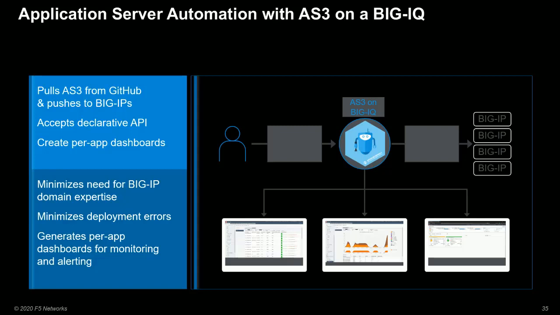AS3 allows faster time to market through customizable F5 authored AS3 app service templates. And these templates again offer the declarative way of provisioning app services, minimizing the need for BIG-IP domain expertise and also minimizing the risk of deployment errors.